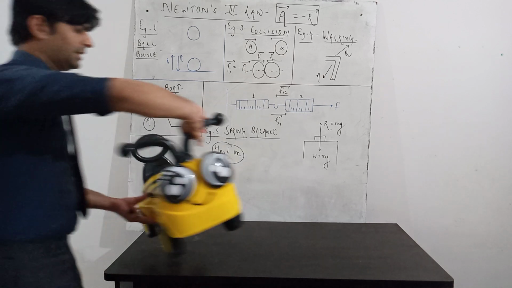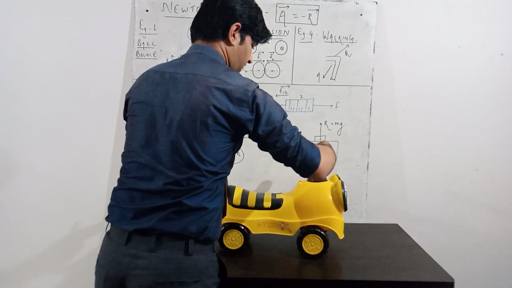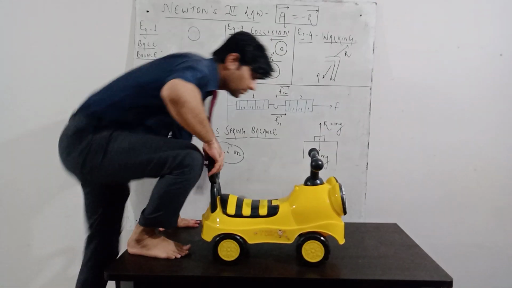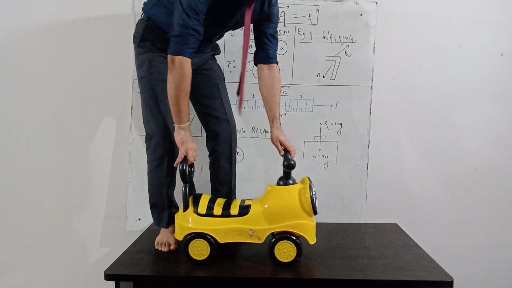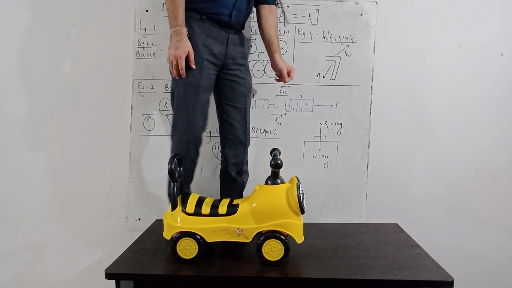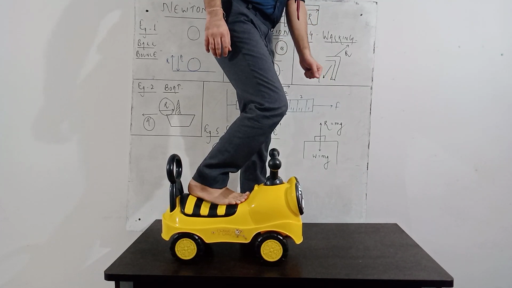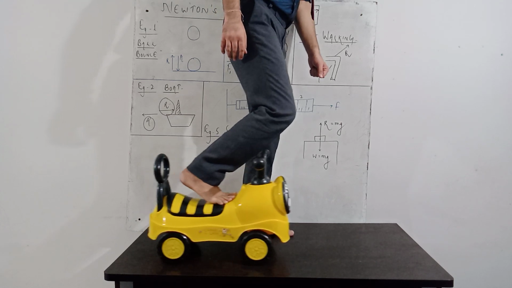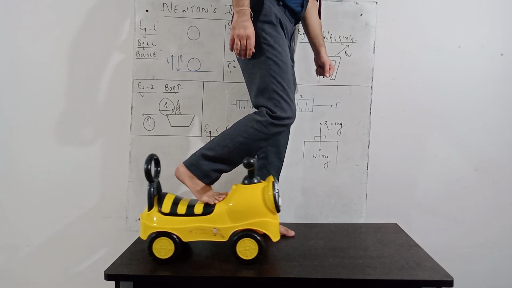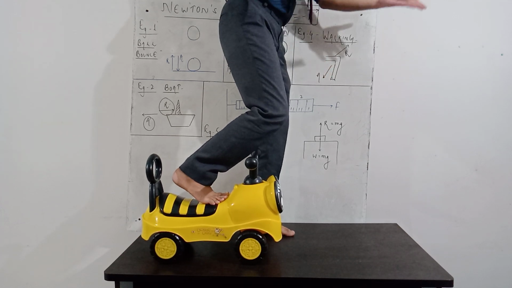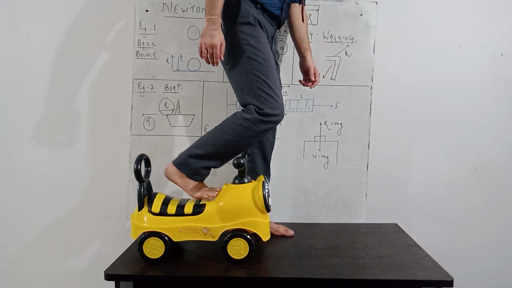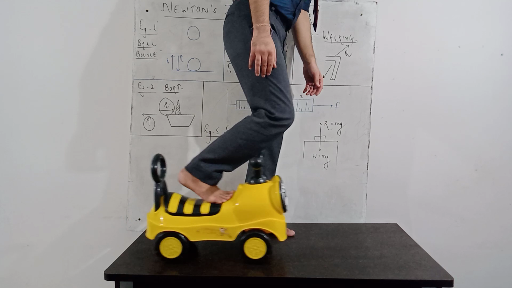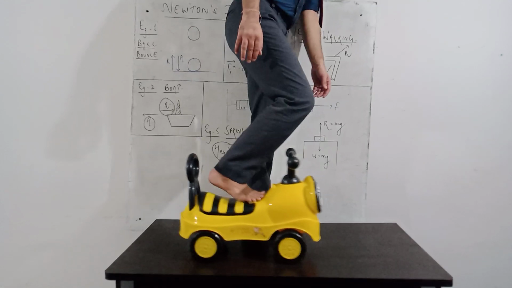If I keep this vehicle here, now you just watch my foot carefully. If I climb on this vehicle and move forward, this vehicle will move definitely backward and I will move forward. When I am applying this force to move forward, this vehicle will move backward. Same is the case with the boat also.